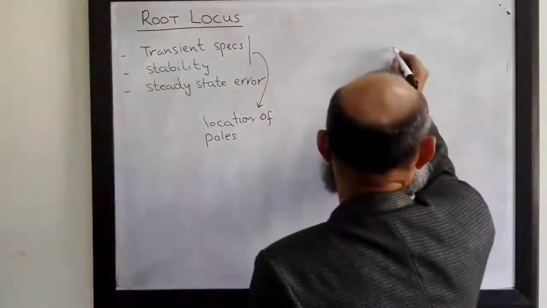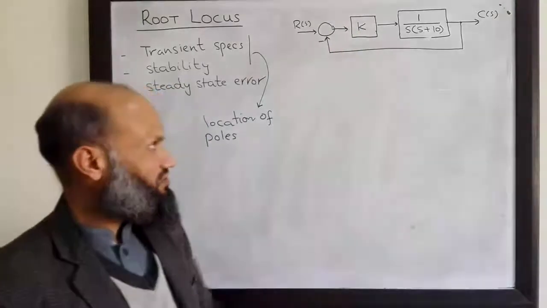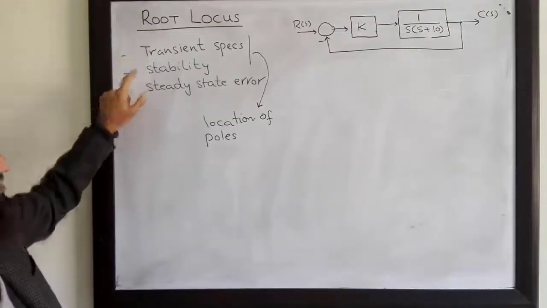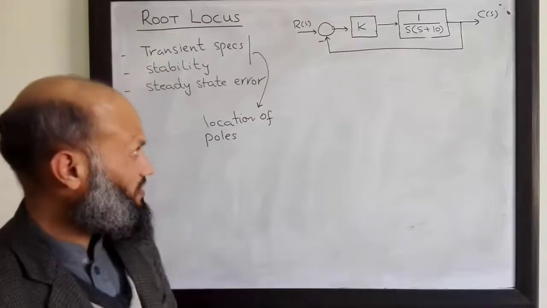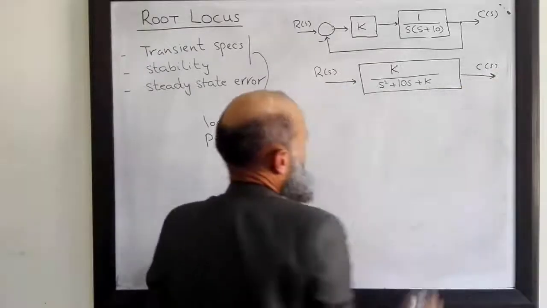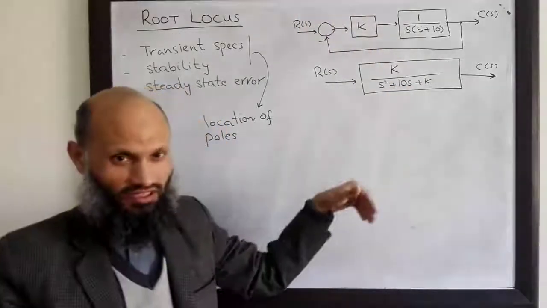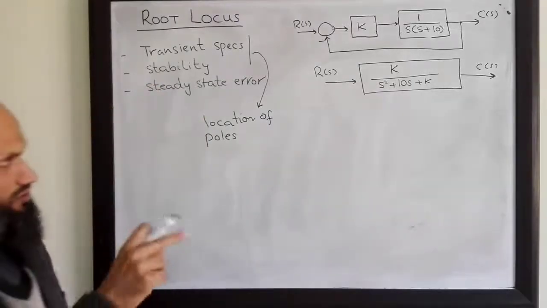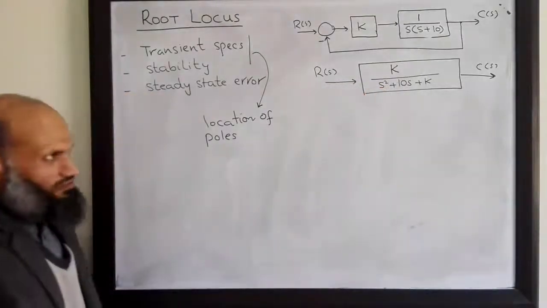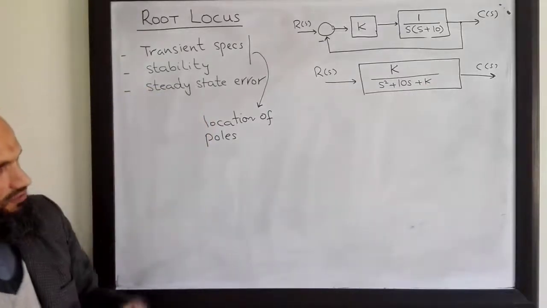We have this system where k is a tunable parameter. We can change k, and you remember from our previous discussion that to talk about transient specifications and stability, we always first obtain a closed loop transfer function. For this particular system, it is obtained by utilizing the same expression, that is the forward transfer function divided by 1 plus forward transfer function times the transfer function in the feedback path. The poles of this system are roots of the denominator polynomial, and we can see that by changing this gain k, the location of the poles can be changed.